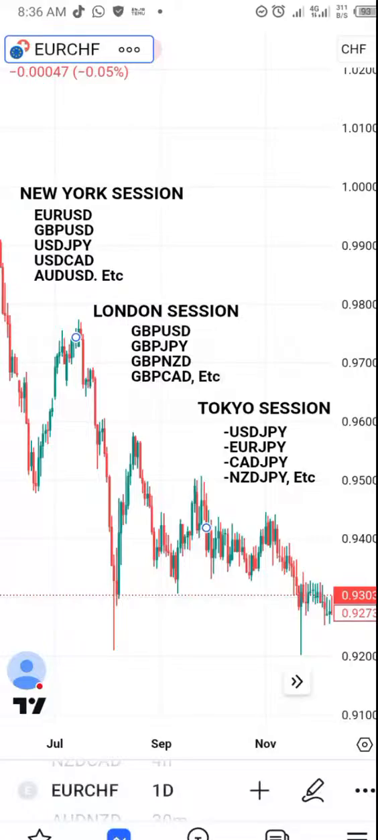So anything outside the New York session, if you are trading, you might majorly be taking a ranging trade, which definitely is not good for you because it might range and finally hit your SL.